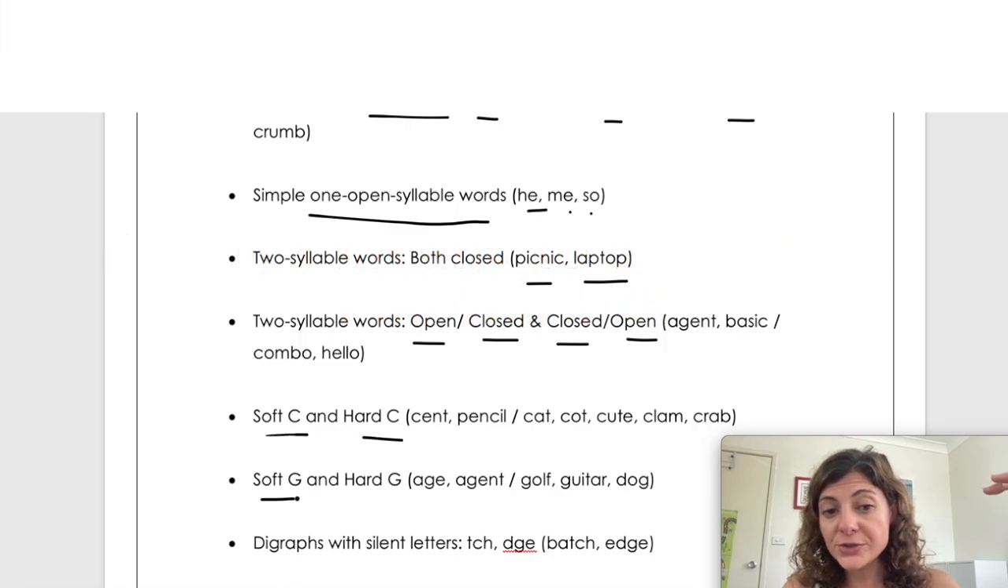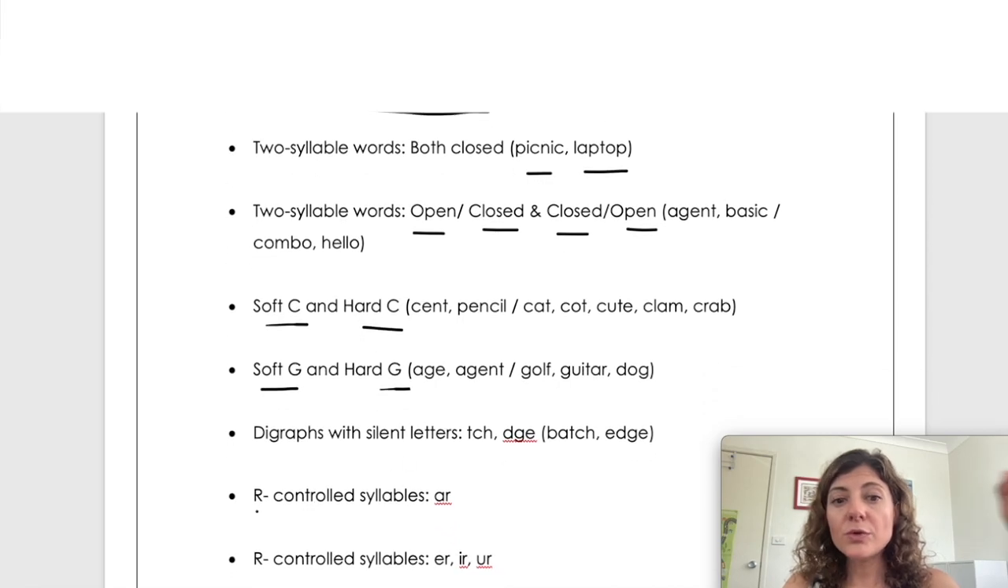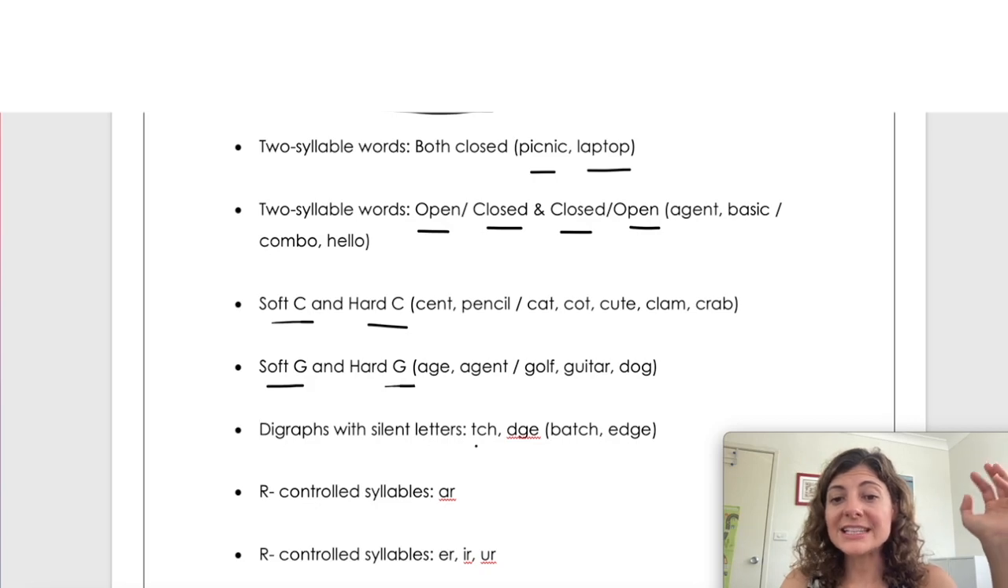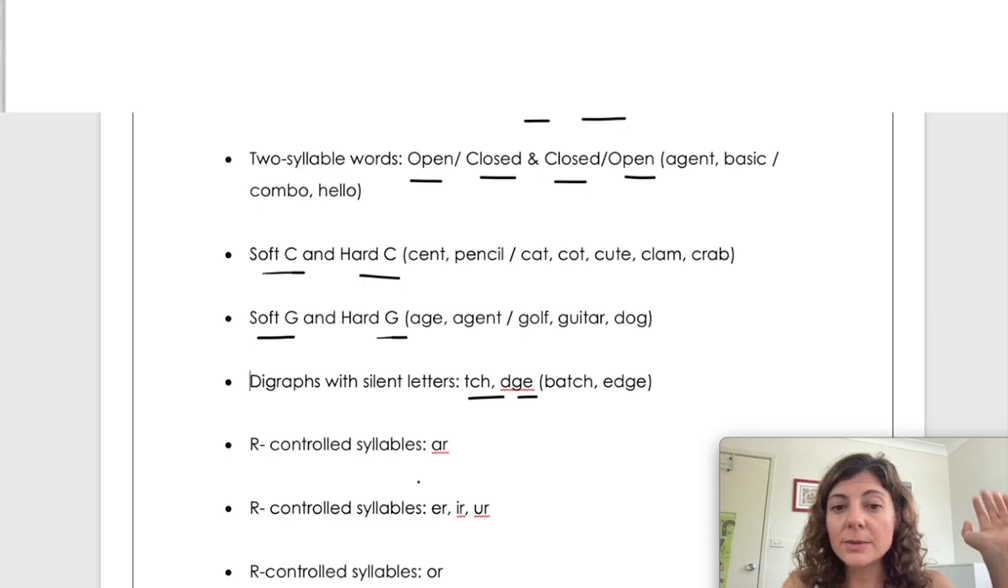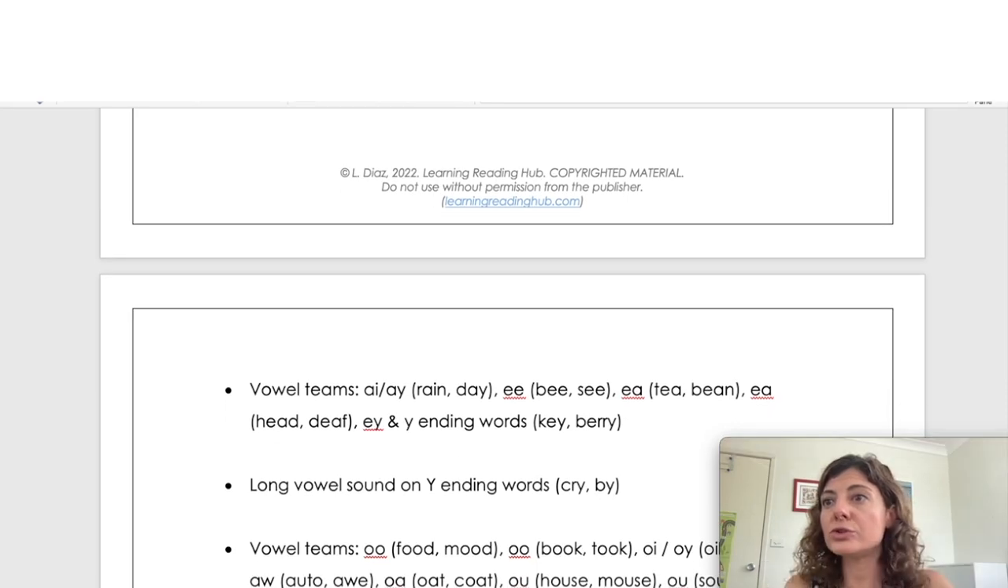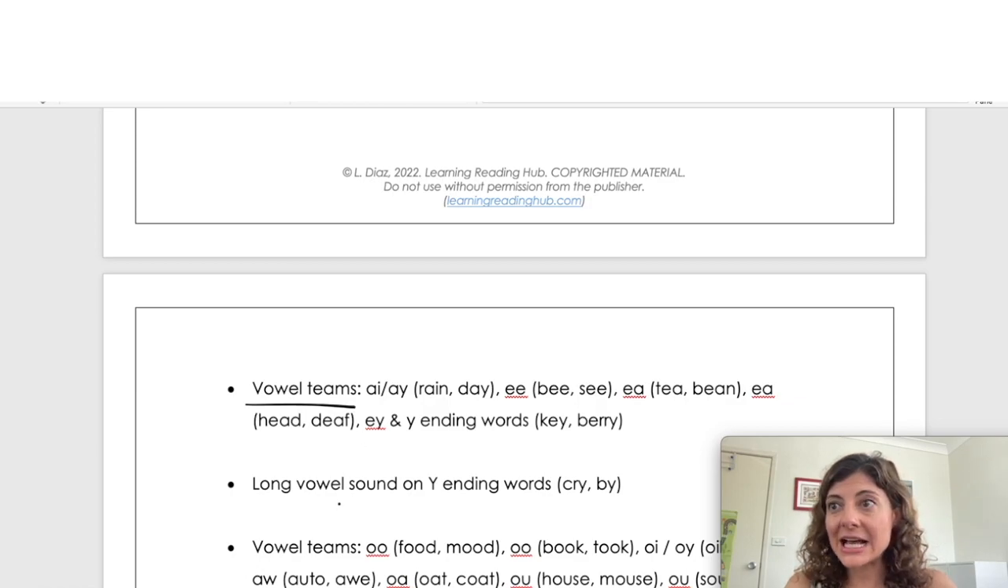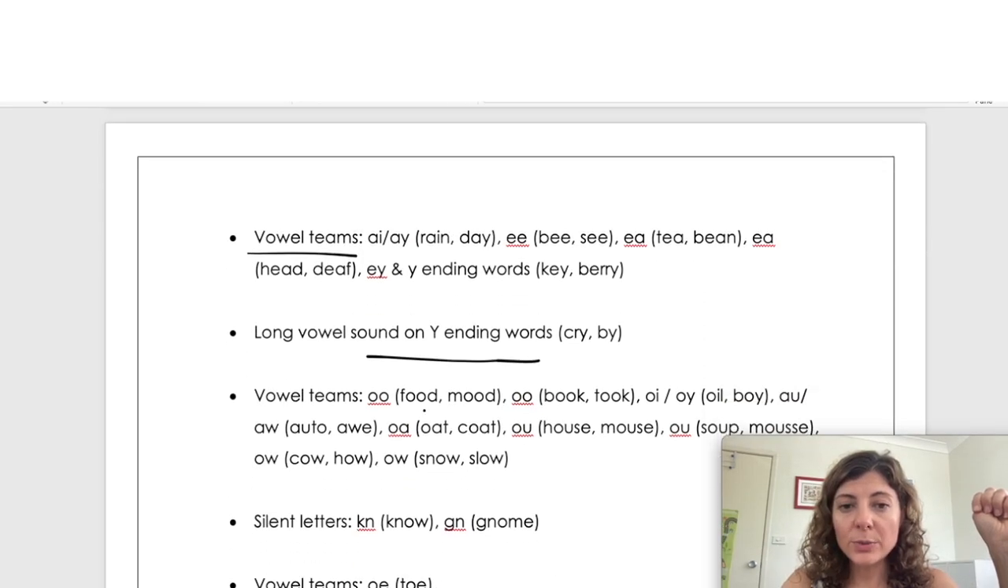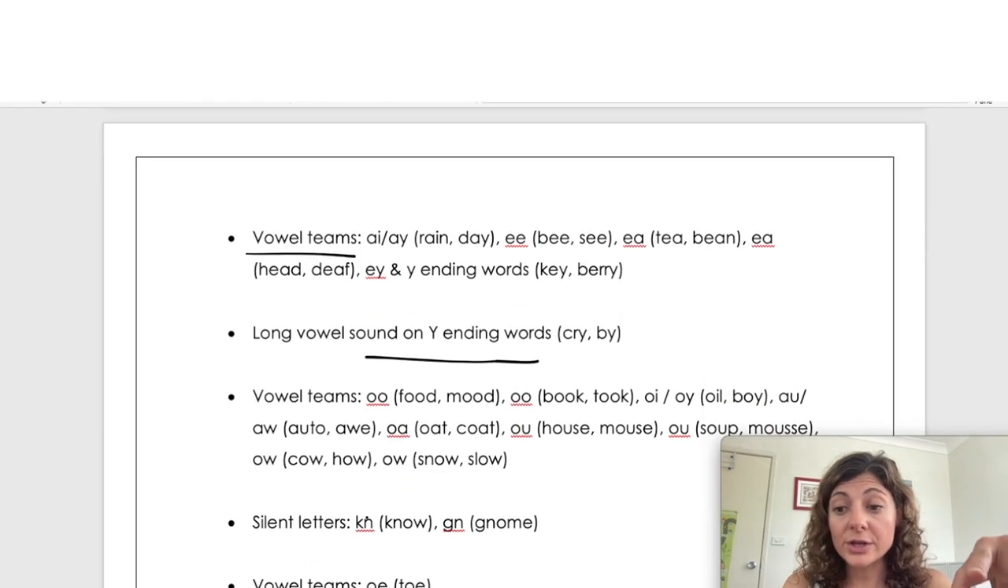The rules for soft G and hard G. We move on to more digraphs with silent letters in them, more specifically the TCH digraph and the DGE digraph. Basic R-controlled syllables, ar, or, and we move on to vowel themes. Long vowel sound on Y ending words, cry, buy. Other vowel themes, other digraphs with silent letters, KN as in no, GN as in gnome.